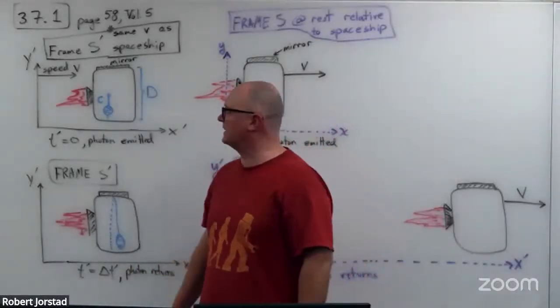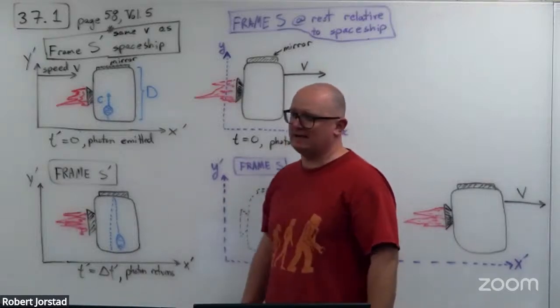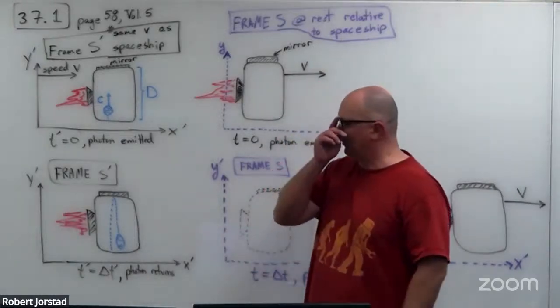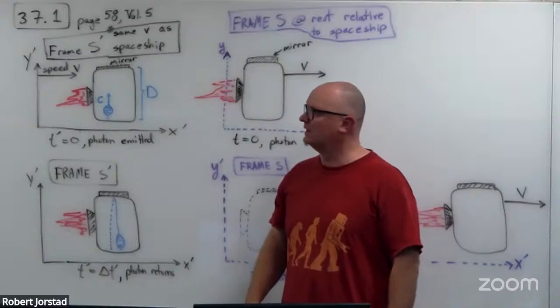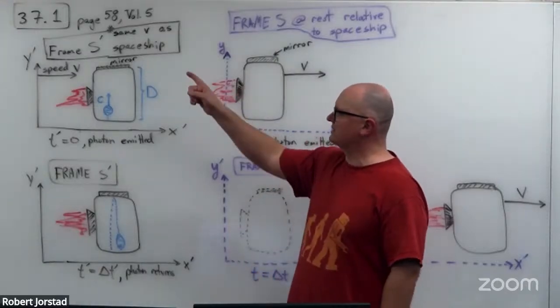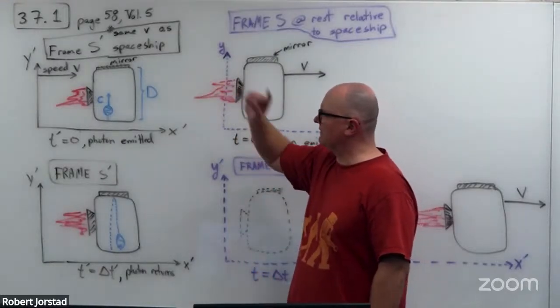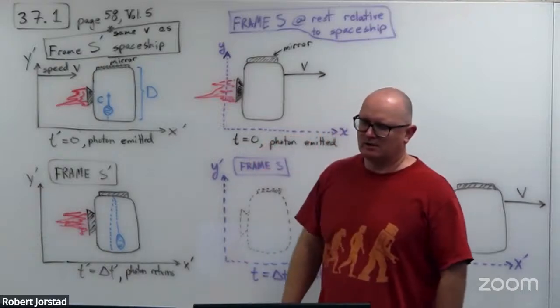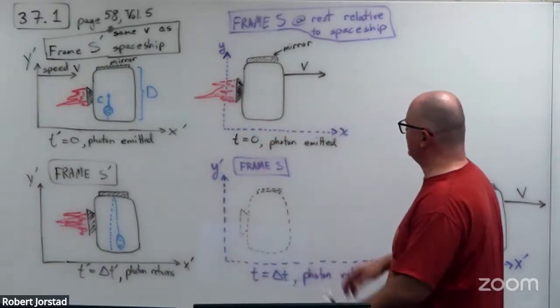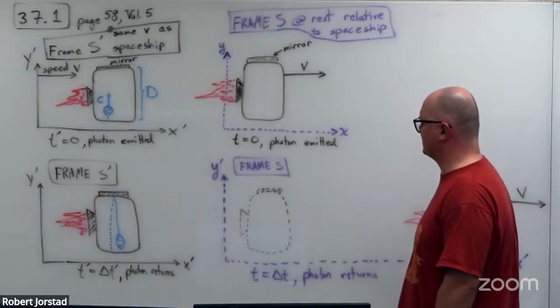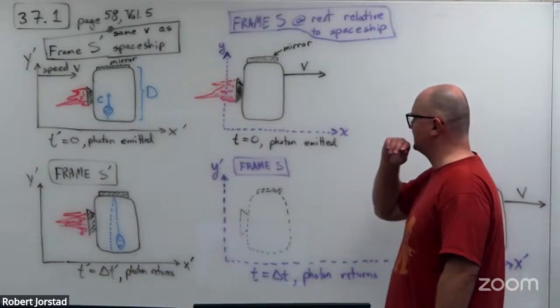In this video, we're going to try to derive the time dilation formula we saw in the last video. So this is problem 37.1, page 58, volume 5. It's a little bit unusual, as all these relativity problems are. So let's start with a bit of background here.